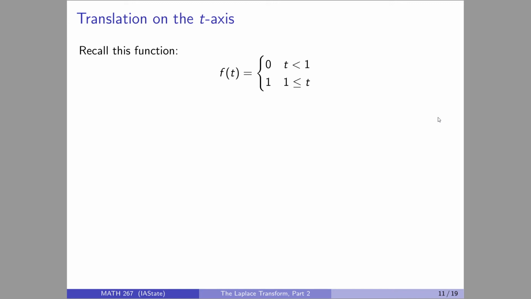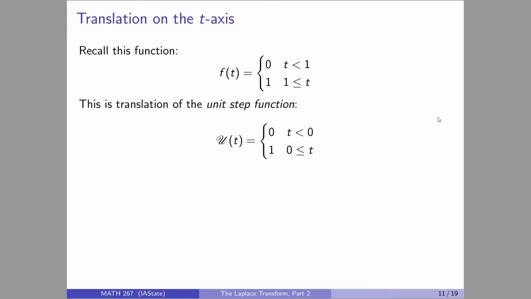Well, so we just saw a translation in the s-axis, but as we've discussed with the Laplace transform, you take t variables and you convert them into a function with s variables. And so we've talked about translating in the s-axis. Naturally, translation in the t-axis is probably a thing. So recall this piecewise function to kick this off.